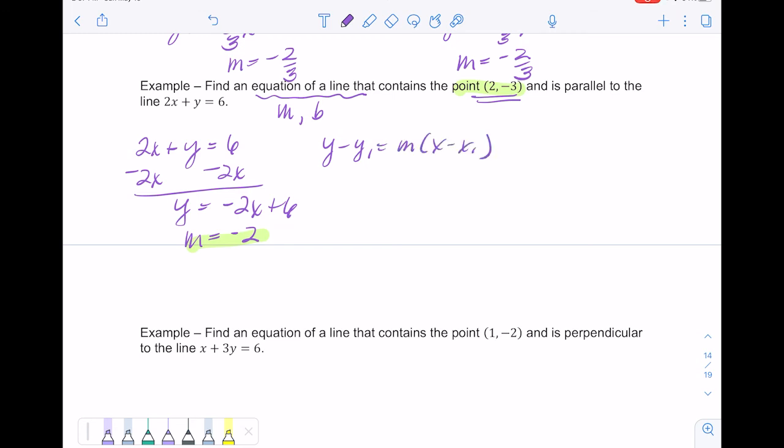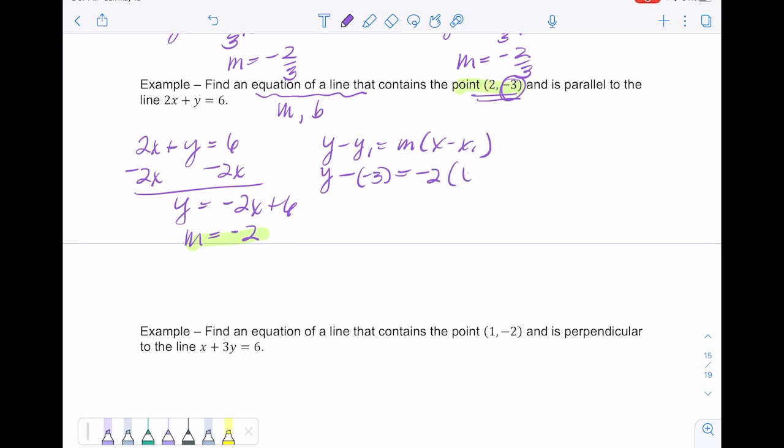So now I'm just going to plug in. I have y minus. My y1 is -3. So be careful because it's already a minus sign there. My m is -2, and then I have times x minus x1, and x1 is 2. And now I'm going to clean this up, so two negatives make a positive. I'm going to distribute my -2, so I get -2x, and then -2 times -2 is +4. And then I'm going to subtract 3 from both sides. So you get y equals -2x plus 1.